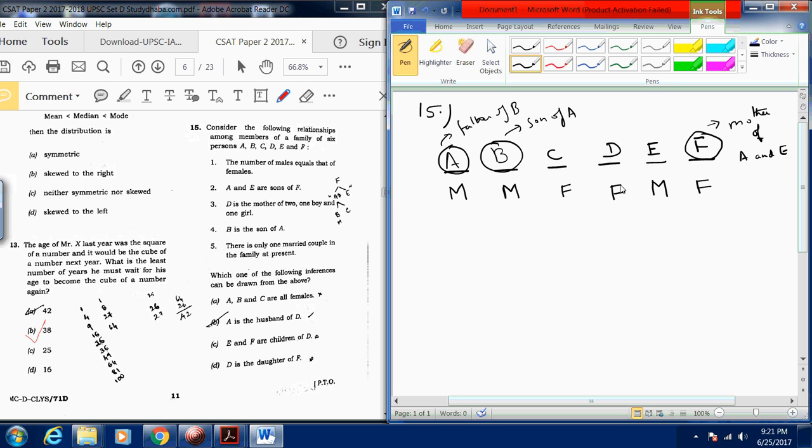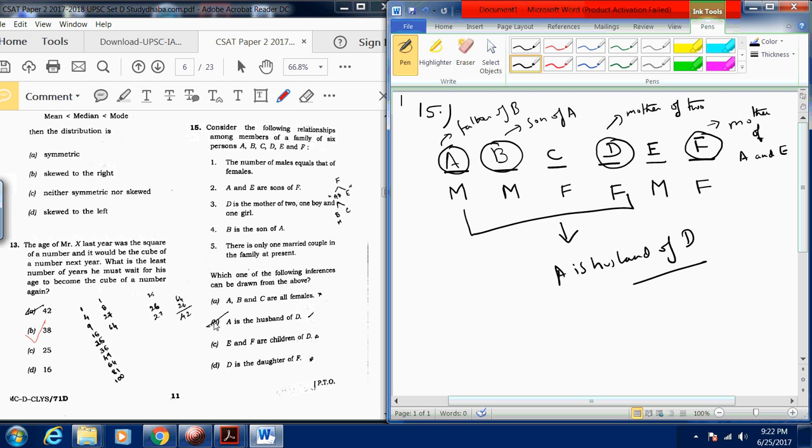There is only one married couple in the family at present. So since D is the mother of 2, that means D will be the mother of B. And since there is only one married couple, so since she is the mother of 2, this person is the father, and there is only one married couple, so this has to be the married couple, A and D. So we can look at the inference. A is the husband of D, simply. So this one is my answer.